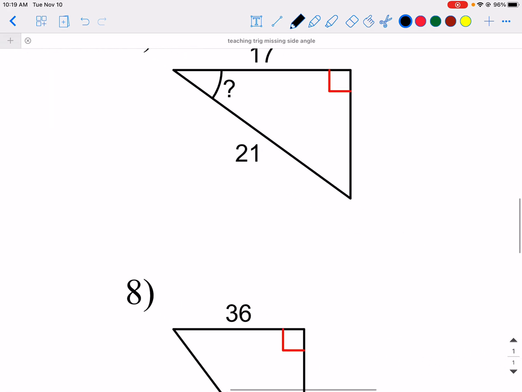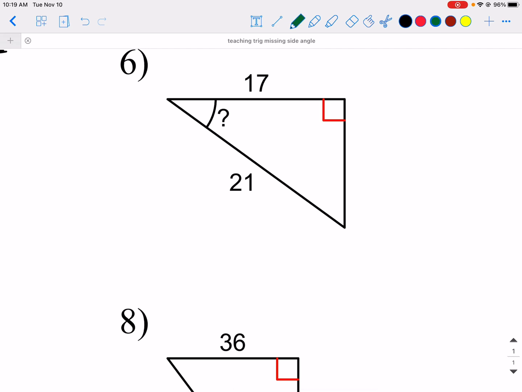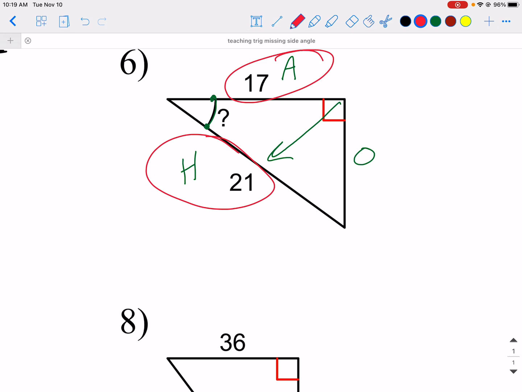So now moving on to 6. Let's do another one. Identify your O, A, and H. This is my H. What always touches my arc is my A. So this makes O. Look for your trig ratios. I have an A and I have an H. So cosine uses A and H. So cosine X, because I don't know what that is, A is 17 over 21.